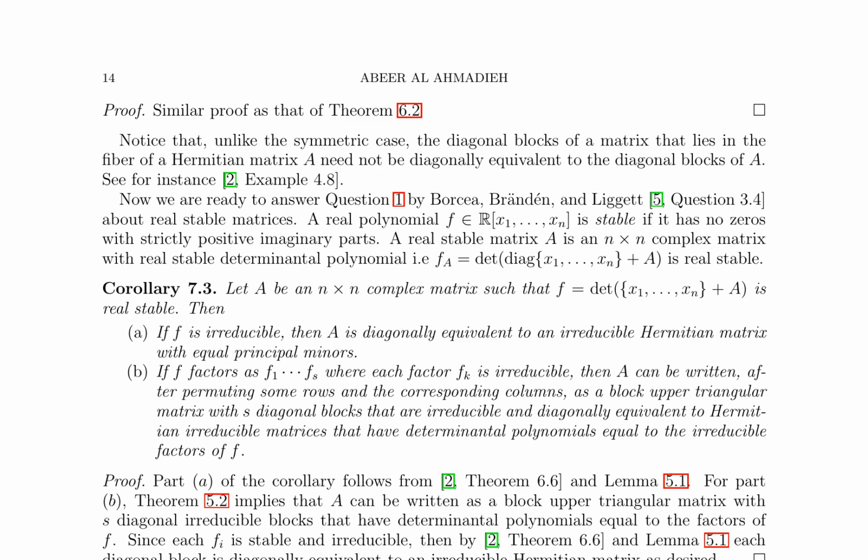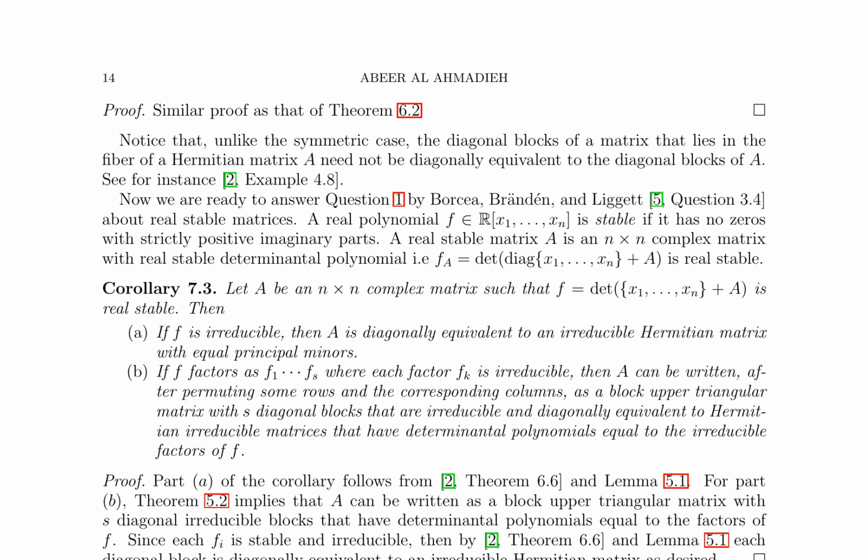The authors then tackle Question 1 posed by Borcea, Brändén, and Liggett [5], regarding real stable matrices. A real polynomial f in R[x_1,...,x_n] is considered stable if it has no zeros with strictly positive imaginary parts. A real stable matrix A is an n times n complex matrix with a real stable determinantal polynomial, i.e., f_A = det(diag(x) + A) is real stable.